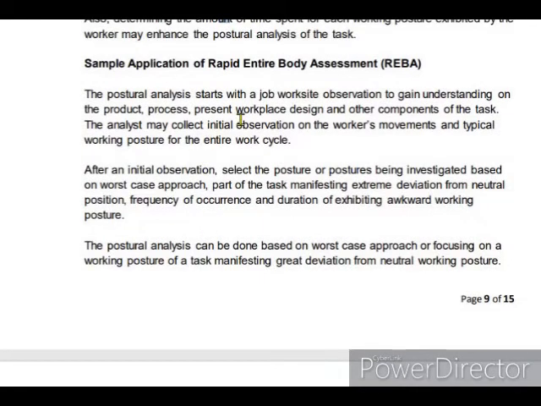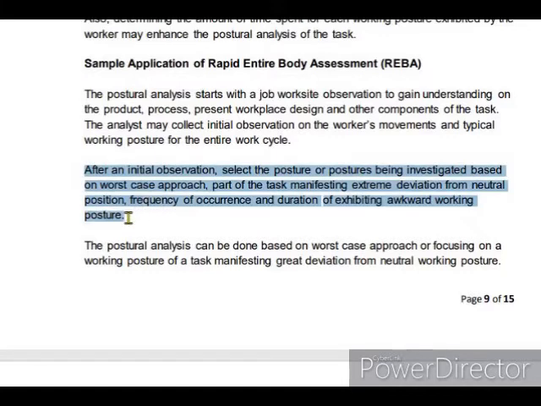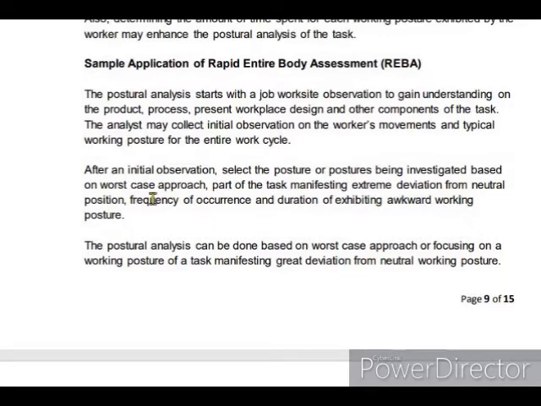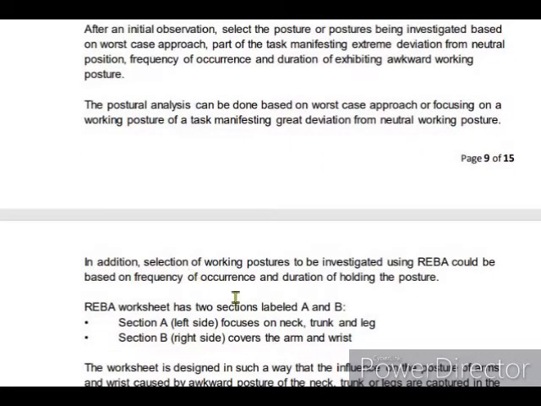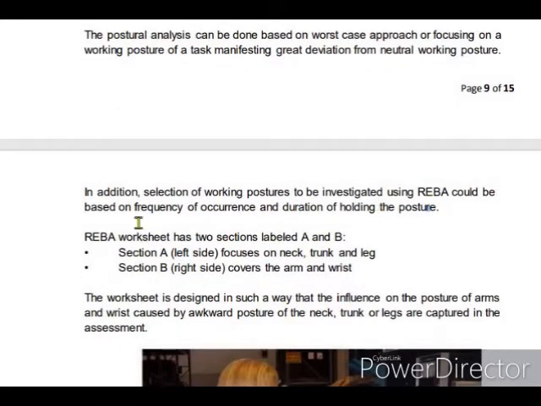The postural analysis starts with a job work site observation to gain understanding on the product. So kailangan intindihin ulit yung process, okay, bago mag-analyze. After initial observation, select the posture or postures being investigated based on worst case approach. So pipiliin lang natin kasi we don't have all the time para pag-aralan lahat unless yun yung binigay sa inyo ng boss nyo. Okay, so yung worst muna yung ifo-focus natin, mga worst postures. So the postural analysis can be done based on worst case approach. So naulit siya guys. In addition, selection of working postures to be investigated using REBA could be based on frequency of occurrence. Okay, so same lang siya guys.